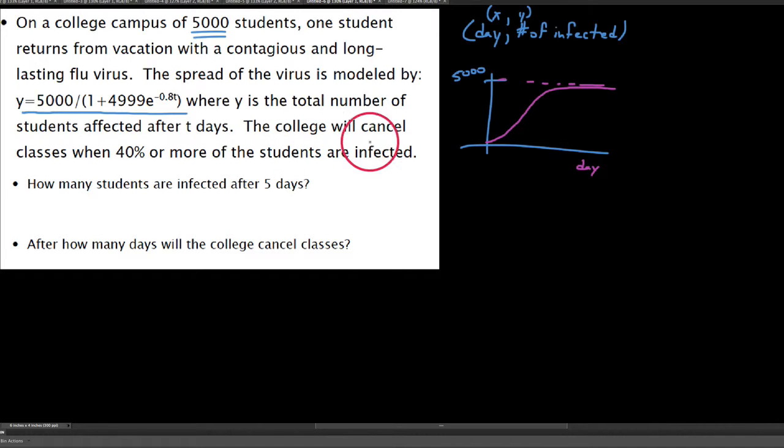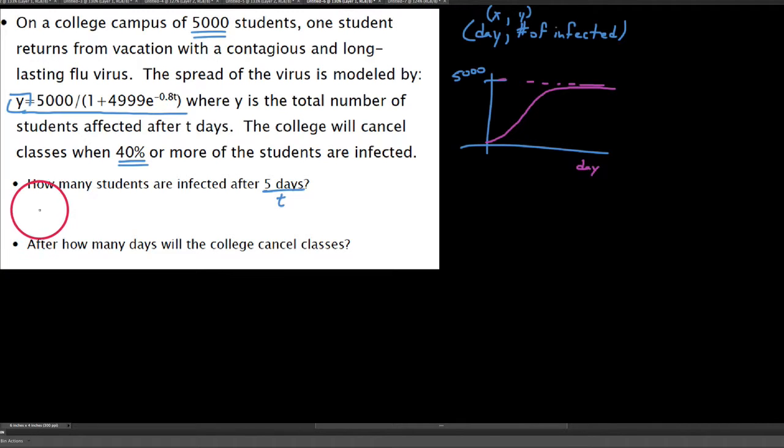Let's take a look at this. It says the college will cancel classes when 40% or more of the students are infected. Let's start with the first question: how many students are infected after 5 days? The nice thing is we have this model and we've been given a time. Using this time, we're going to substitute it in for t, and you can see it's really the only quantity we don't know. We could solve for the number of infected students after 5 days. So we're going to plug this in.